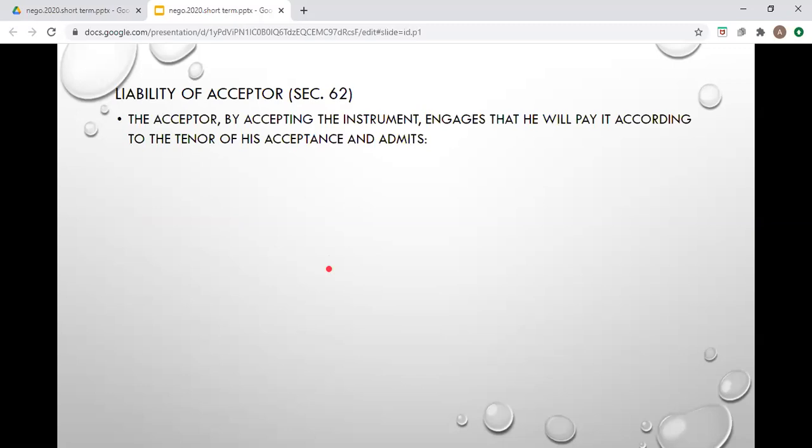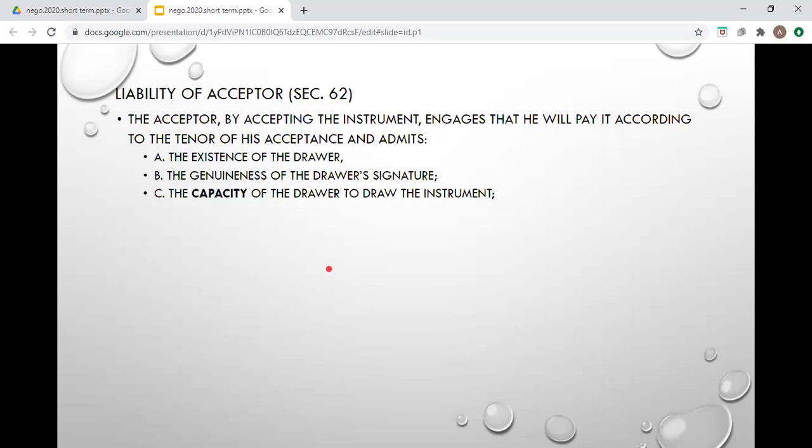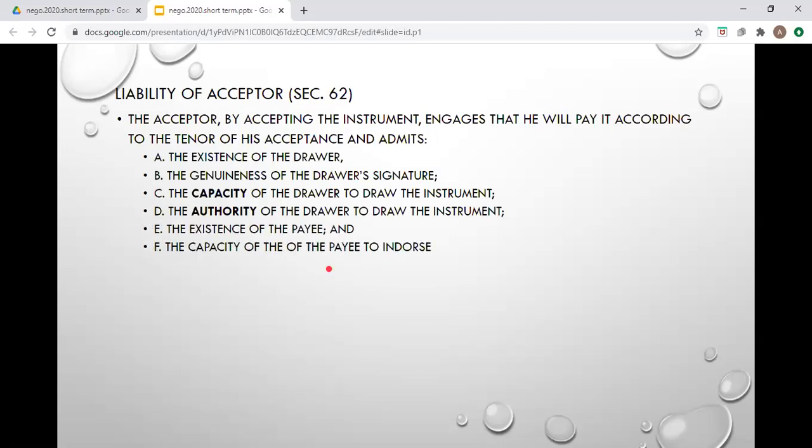Whereas, insofar as the acceptor is concerned, his liability is according to the tenor of his acceptance, not the tenor of the instrument, but the amount that he is actually willing to pay and deliver to the payee or to the order of the payee. What did he admit? The acceptor, in accepting the instrument, likewise admitted the existence of the drawer, the genuineness of the drawer's signature, the capacity of the drawer to draw the instrument, the authority of the drawer to draw the instrument, and the existence of the payee, as well as the capacity of the payee to endorse.